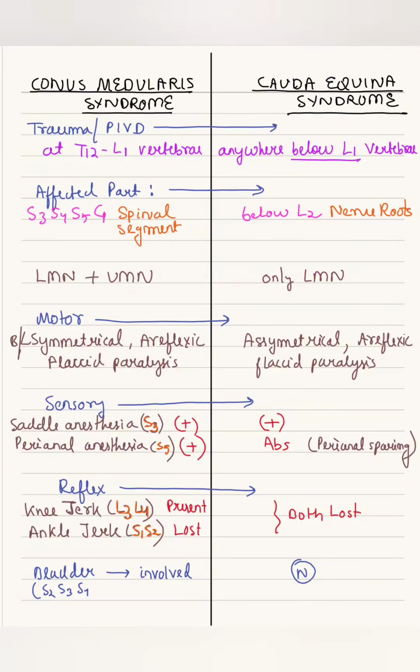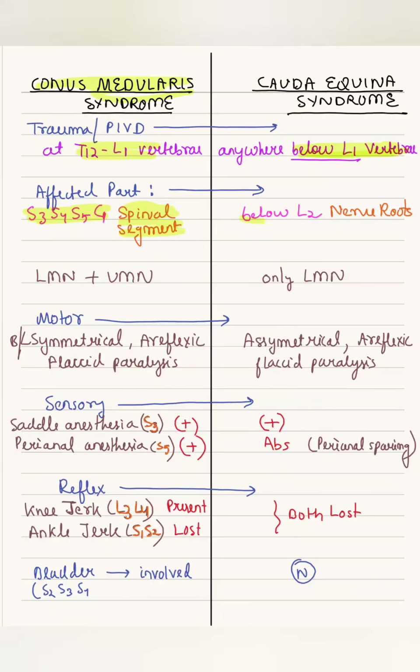Understood up to this? Now see this part. In conus medullaris syndrome, the trauma or disc prolapse can occur at the T12 and L1 vertebral level, but in cauda equina syndrome, it can occur anywhere below L1, if something is hitting or any trauma is there. What are the affected parts here? The S3, S4, S5, and C1 spinal segments.